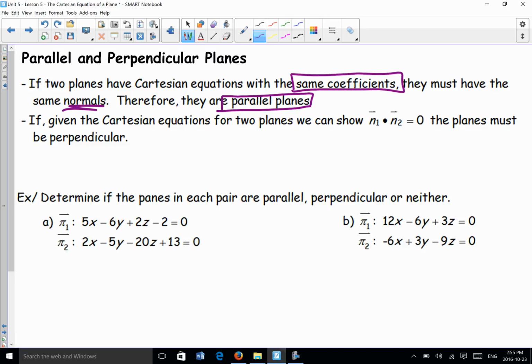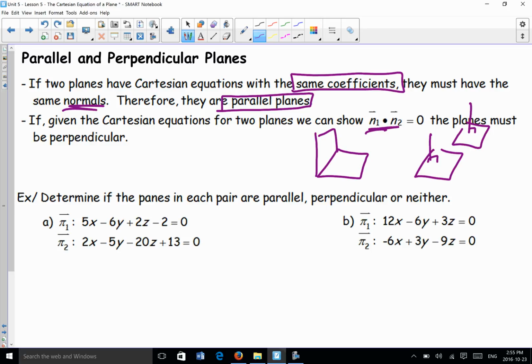Okay? If they're not the same, if they're different, or if they're not scalar multiples of each other, then they might possibly be perpendicular. And the easy way of showing that is take the dot product of your two normals and see if it comes out to 0. If that's true, well, then maybe you have a perpendicular plane that goes this way, and another one that goes this way, right? Those would be perpendicular to one another, okay, as opposed to parallel and parallel, which have the same normals.